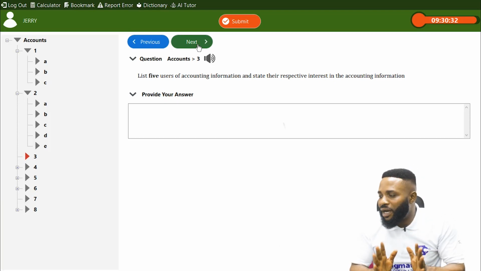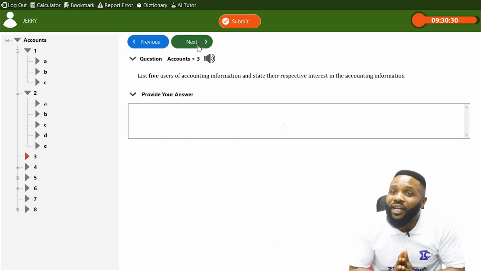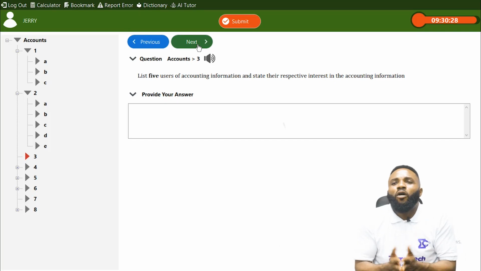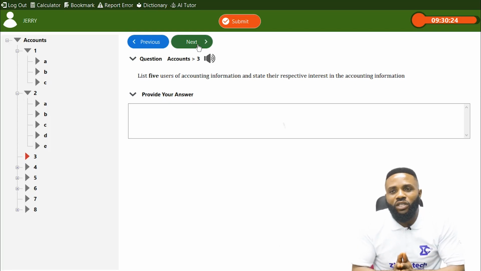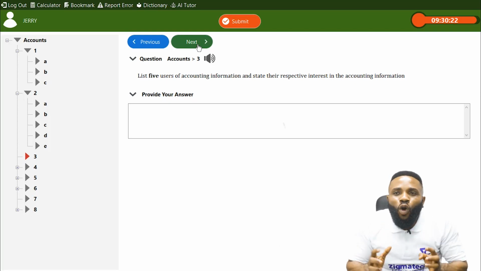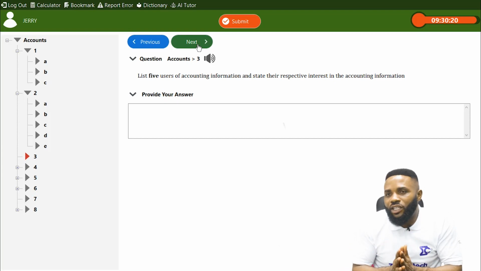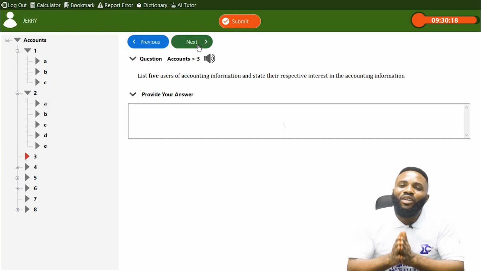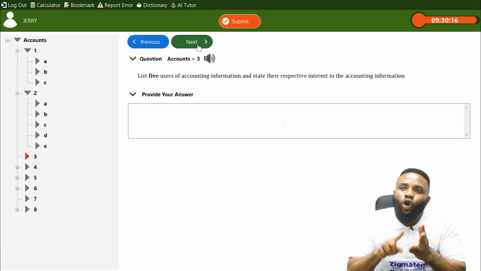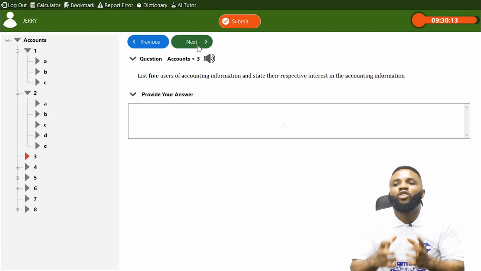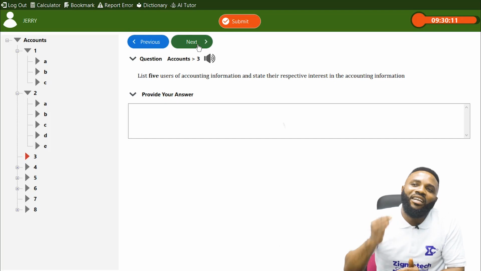Now, number 1 is management. Number 1 is who? Management. Management or managers. Management are the set of persons employed in an organization to control the affairs of the organization. These persons are in charge of planning, control, and execution of the policy of the business to achieve the target or the goal of the business.